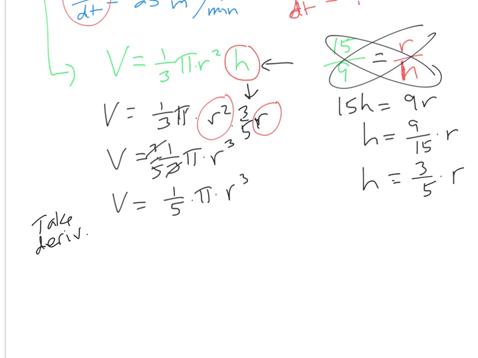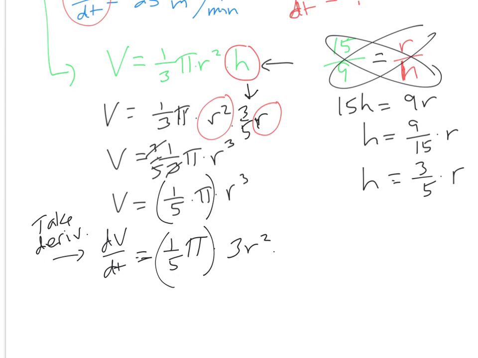So I am 9.5 minutes into the problem. I'm finally taking the derivative. dV/dt equals 1/5 times pi, because that's a constant multiple. So I'm going to write that. That just carries along. Now I'm going to do the derivative of r cubed, which is 3r squared, times dr/dt, since I'm doing implicit differentiation.